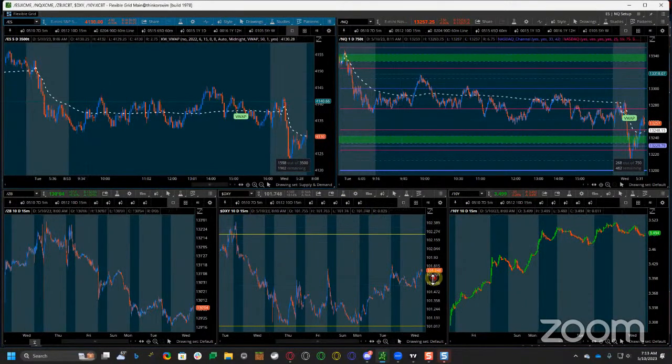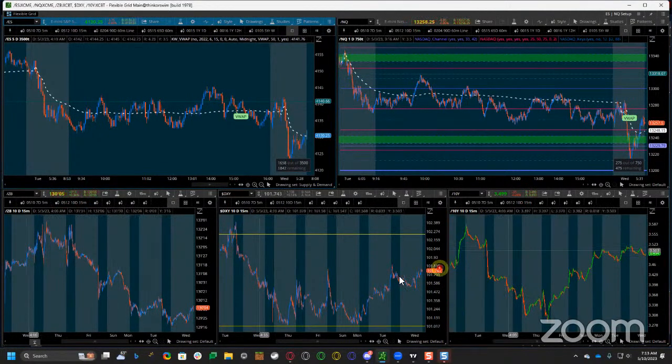Dollar's still holding within the zone or the range that we had defined, and the 10-year is still sitting in that topping pattern. So this is really what we want to focus on for change. Seeing bonds break this bottoming pattern and yields break this topping pattern, and the dollar just get the heck out of this box.